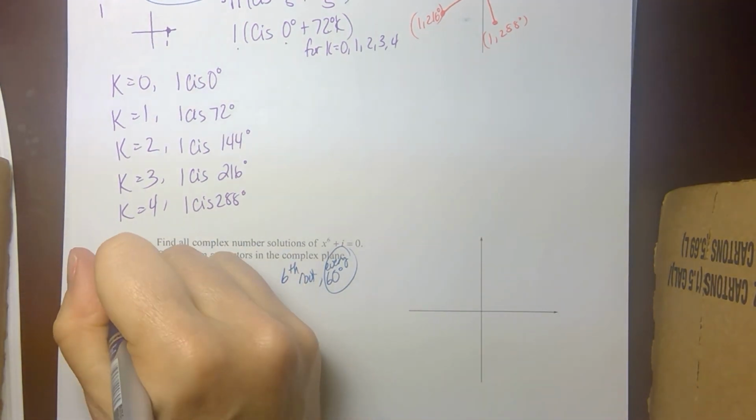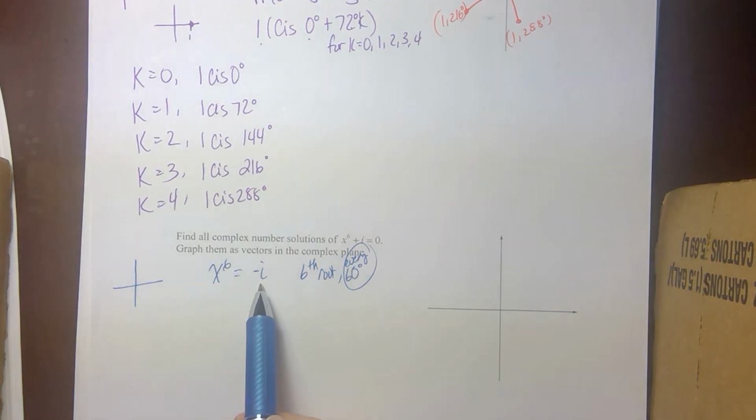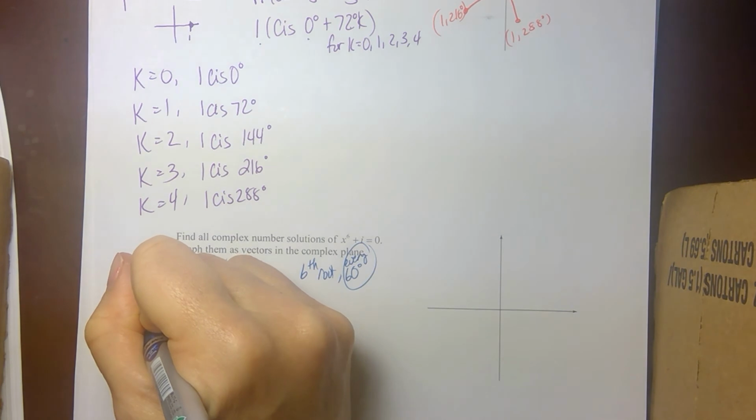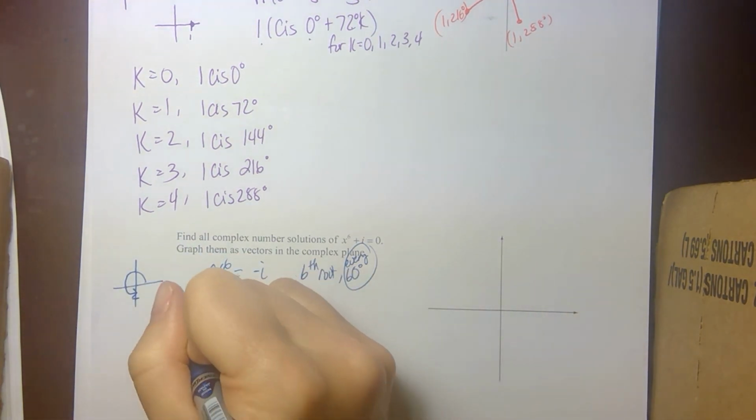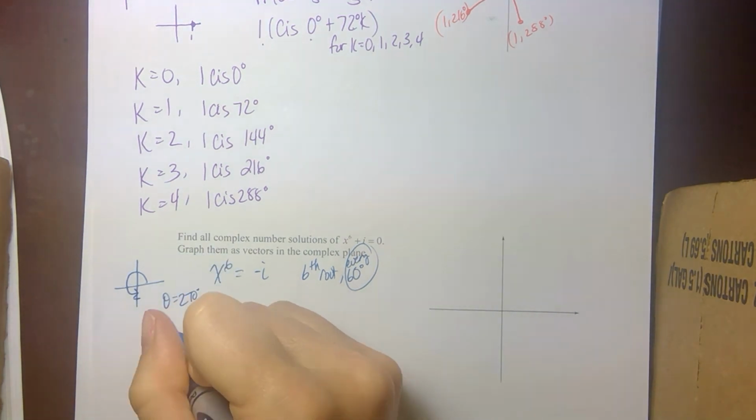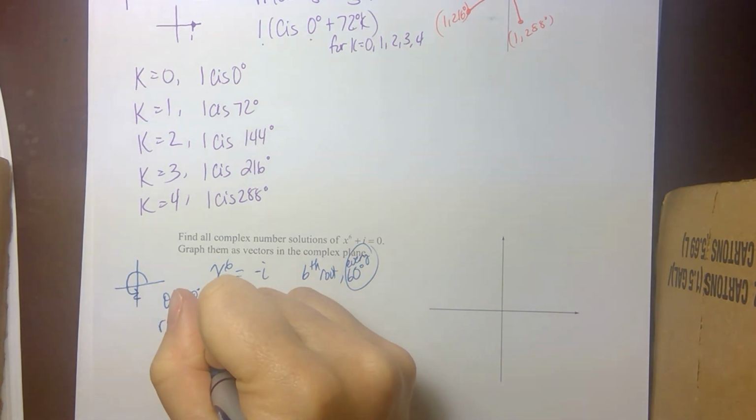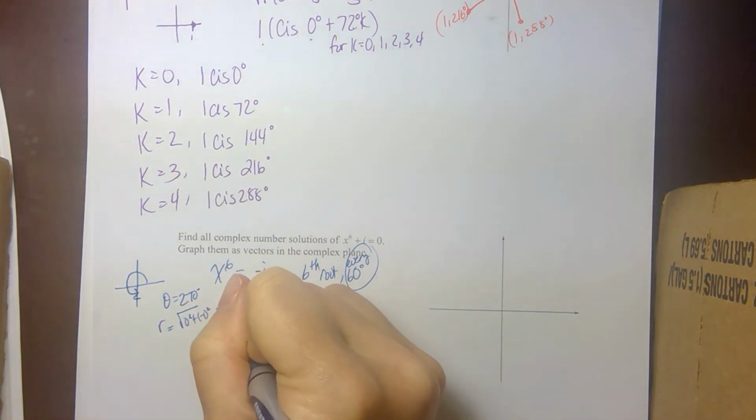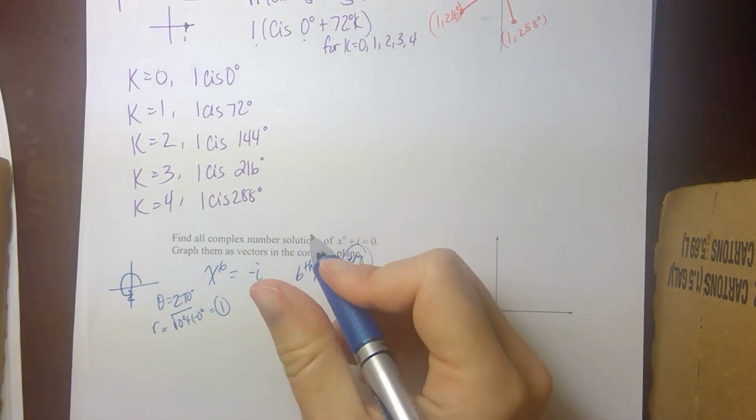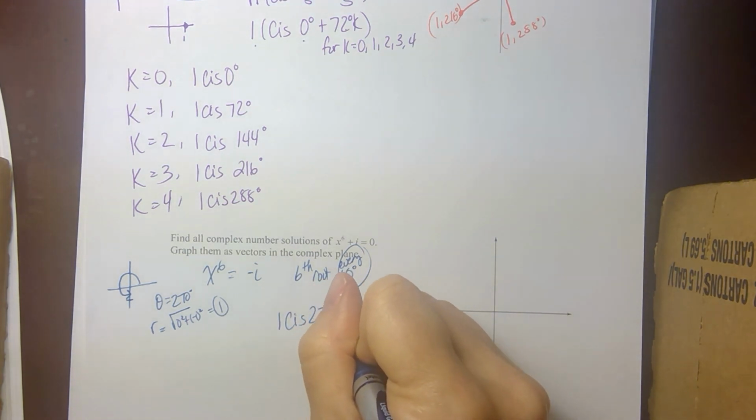We need to know our trig form to start with. Negative i, the real part would be 0. The imaginary part would be negative 1. So that's my angle theta. Theta is 270 degrees. It's easy when they're quadrantal like that. R is going to be that modulus. It's going to be the absolute value. Square root of 0 squared plus negative 1 squared ends up to be 1. R is 1 again. So I have 1 CIS 270 degrees.